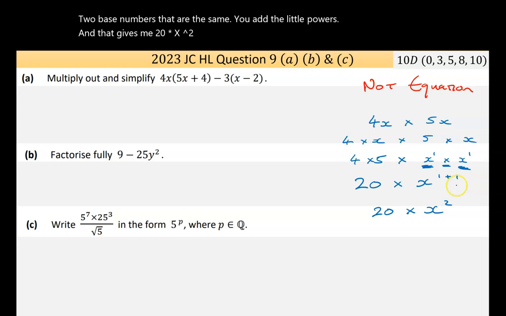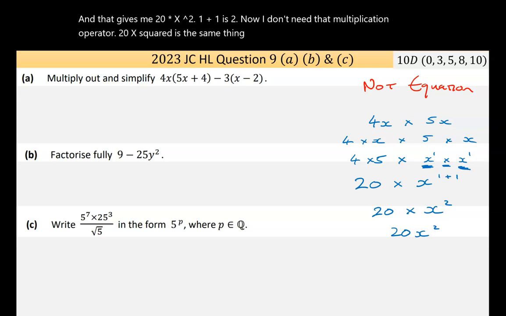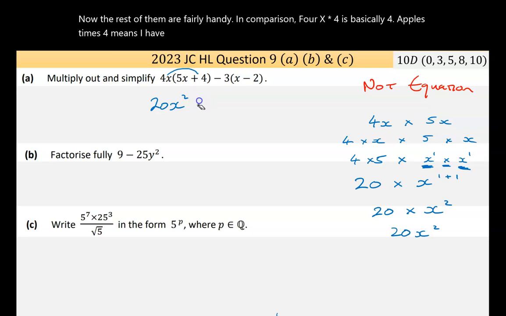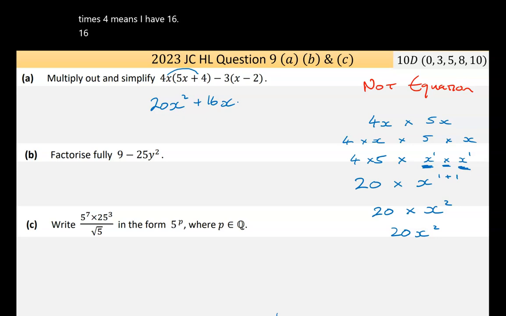1 plus 1 is 2. Now, I don't need that multiplication operator. 20x squared is the same thing. So 4x times 5x is always 20x squared. Now, the rest of them are fairly handy in comparison. 4x times 4 is basically 4 apples times 4. It means I have 16 apples.